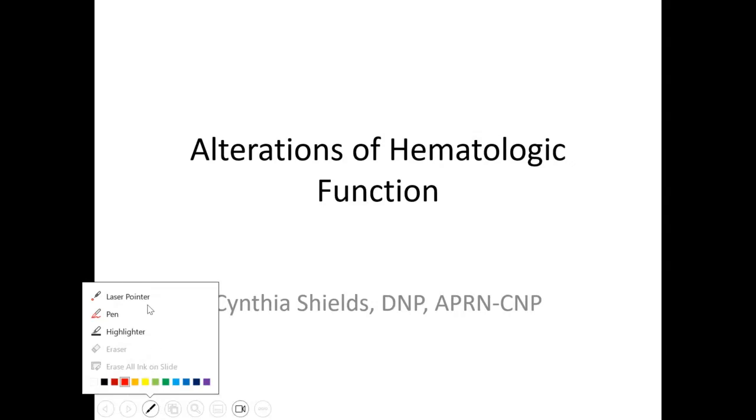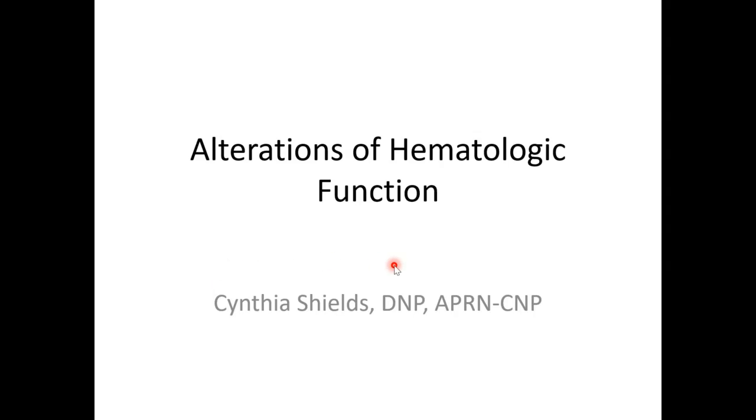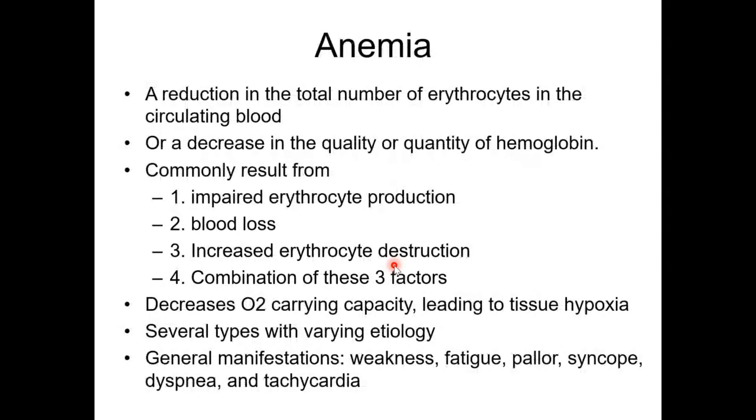And now we're going to start talking about the alterations of hematologic function. We just went over the norms. And we're going to start with talking about anemia. Anemia is a reduction in the total number of erythrocytes in the circulating blood, or it's a decrease in the quantity or quality of the hemoglobin.